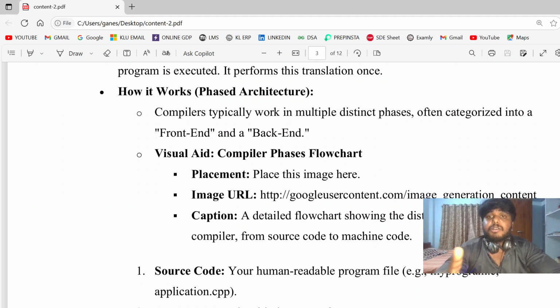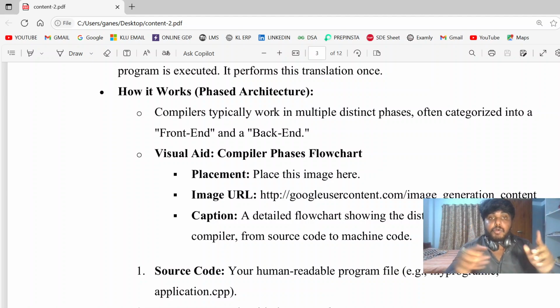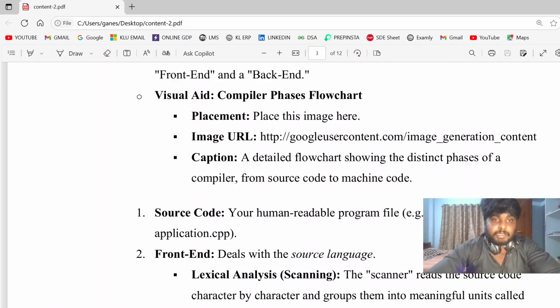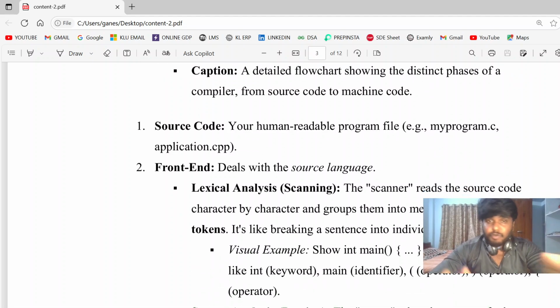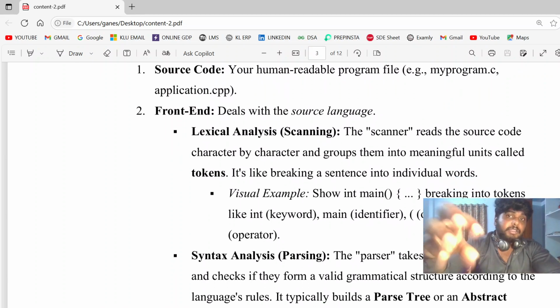A compiler typically works in multiple phases. If we click on the compile button on your GCC IDE, you will end up traveling through multiple phases. So what are those phases? Source code. First of all, you have source code, the human readable program, myprogram.c. Then the front end. What does the compiler do now? We will understand.